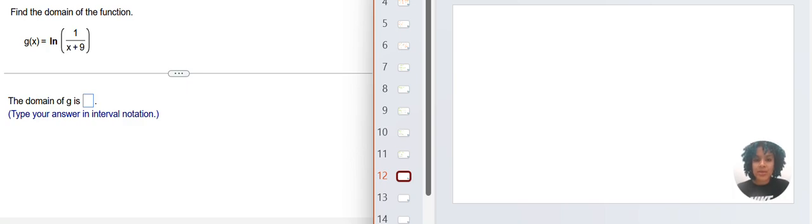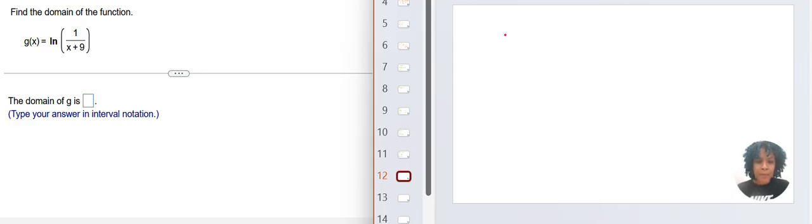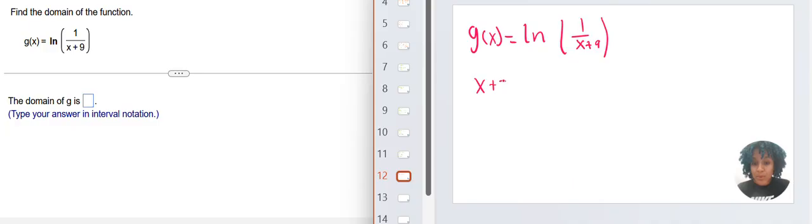All right, let's go ahead and do a few more examples. I am going to switch to pink now. We are asked to find the domain of this given function. So we have g of x equals the natural log of 1 over x plus 9. So I am taking the x plus 9 over 1.